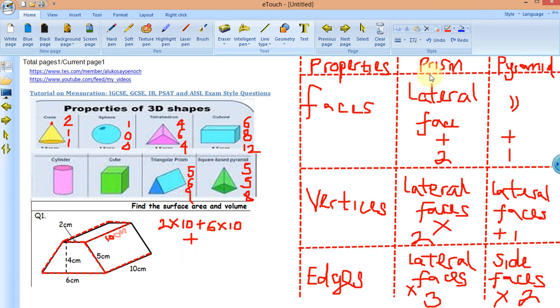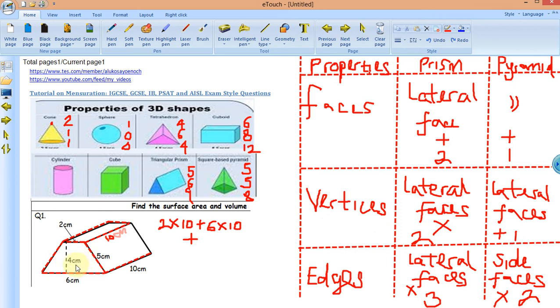This is a prism. Is this a parallelogram or a trapezium? This is a trapezium. It's a plane shape, so we have two plane shapes here. The back and the front are similar trapeziums. So how do you calculate the area of a trapezium?